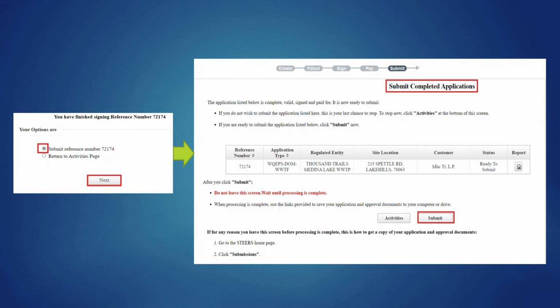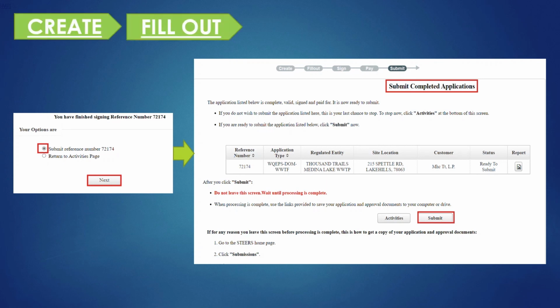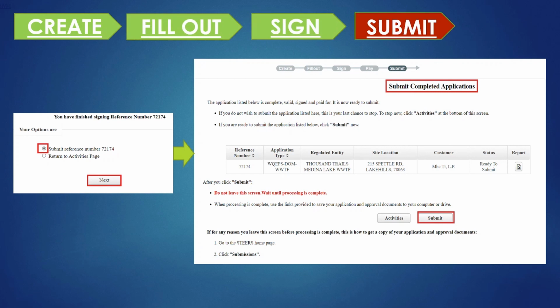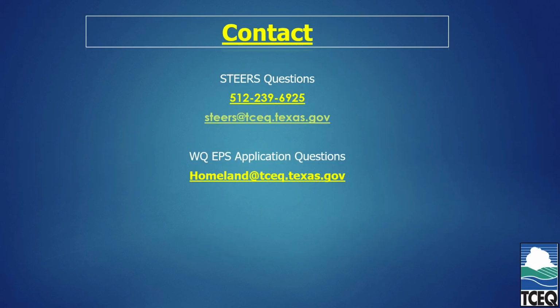If the user selects submit reference number and clicks next, the Submit screen will be displayed and the Submit button will need to be clicked to submit the application to TCEQ. Once the Submit button is clicked, the user should remain on the page until the submittal finishes processing. You have now created a submittal of an annual Homeland Security contact and update.